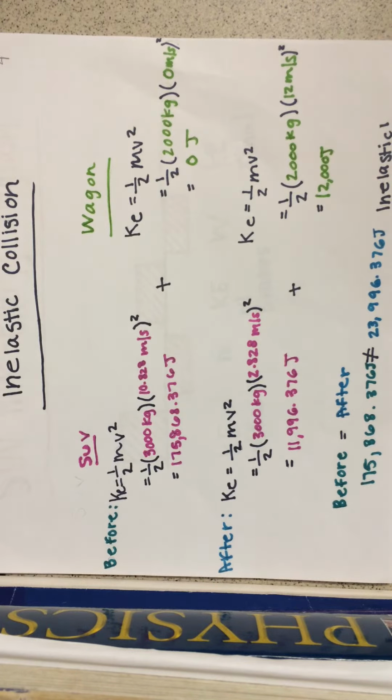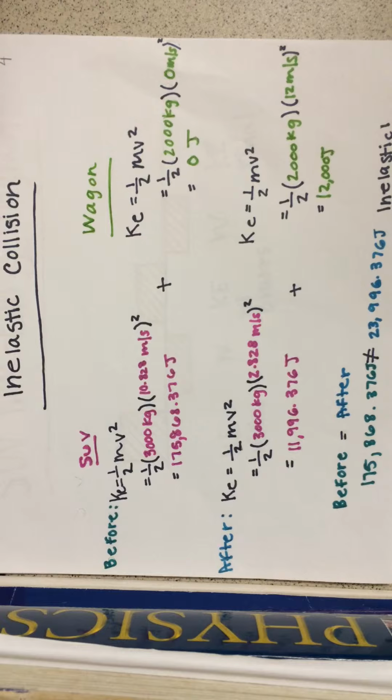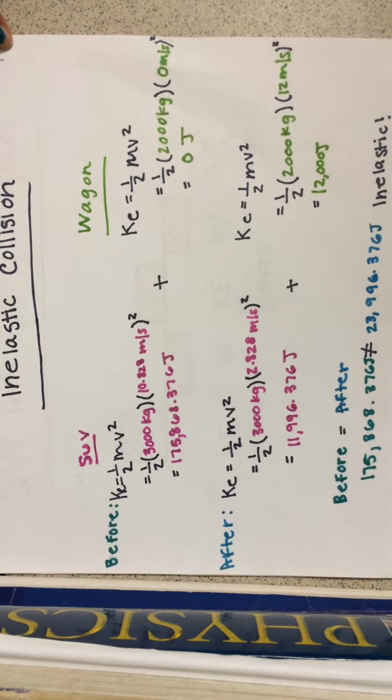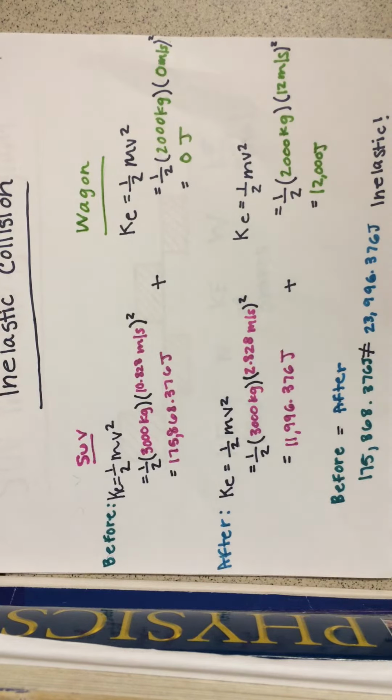Since there are 2 kinetic energy values for after the collision, you add them together. 175,868.376 joules does not equal 23,996.376 joules. Since kinetic energy is not conserved, the type of collision is inelastic.